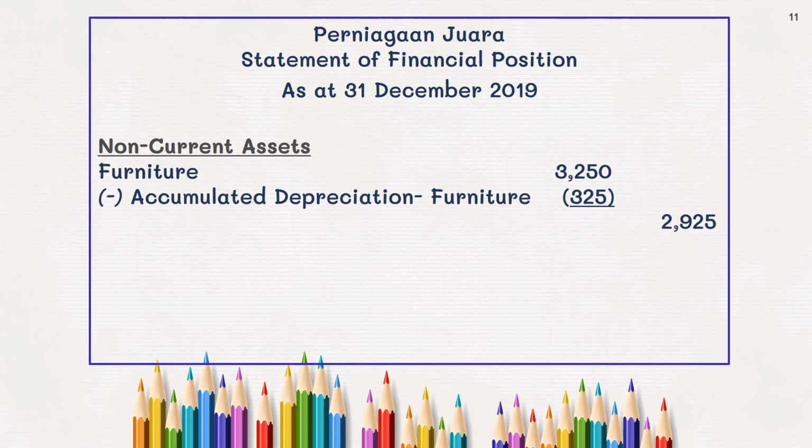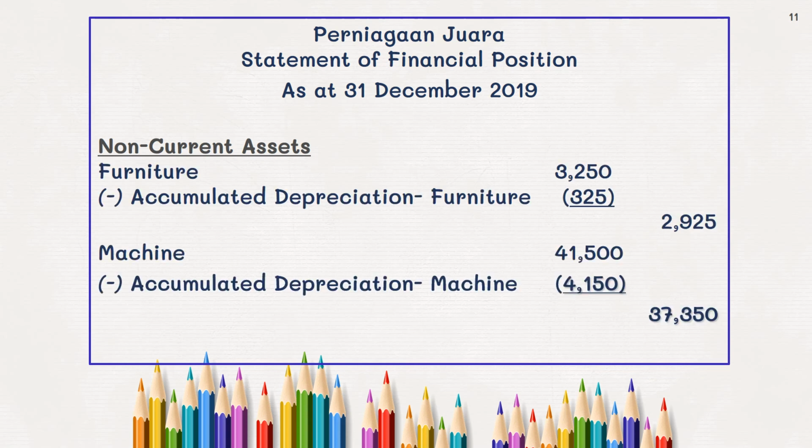Furniture will deduct its accumulated depreciation. Machine will deduct its own accumulated depreciation. These accumulated depreciation accounts cannot be combined because they are for different assets. But, in the case of land, there is no accumulated depreciation because land account is not depreciated.